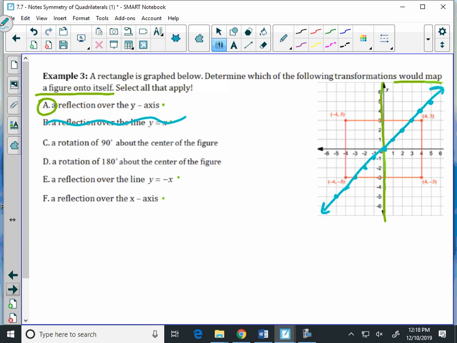Which one else is a no? E. Because if y equals positive x doesn't work, y equals negative x doesn't work because it's slanted. Slanted lines don't work for rectangles. That would make it a diagonal.